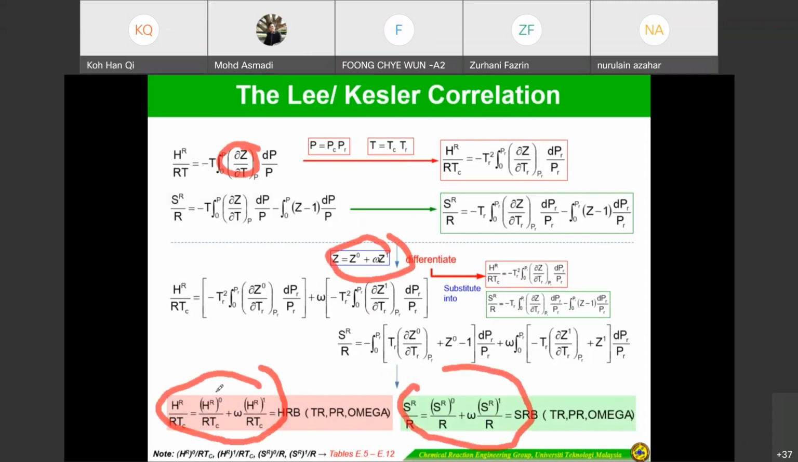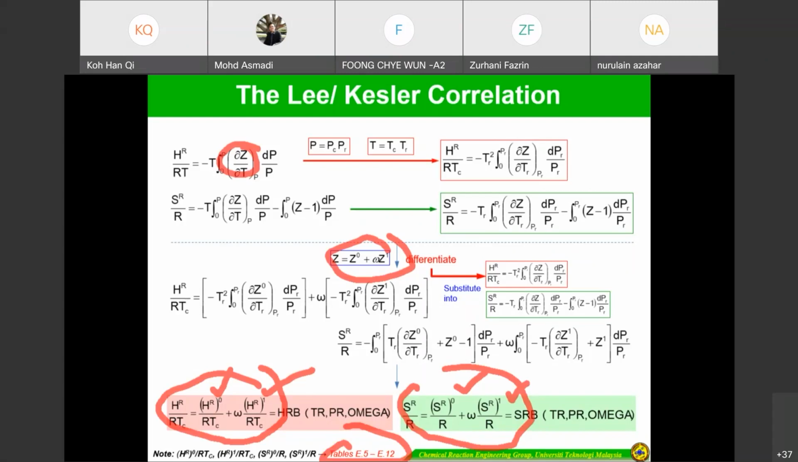So the first thing you have to do is determine HR0 and HR prime, and SR0 and SR prime. How to determine these? You have to refer to tables E5 until E12. From that, you have to do the interpolation. That's the problem for Lee-Kessler.